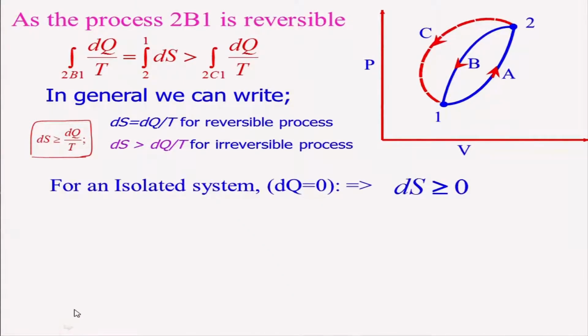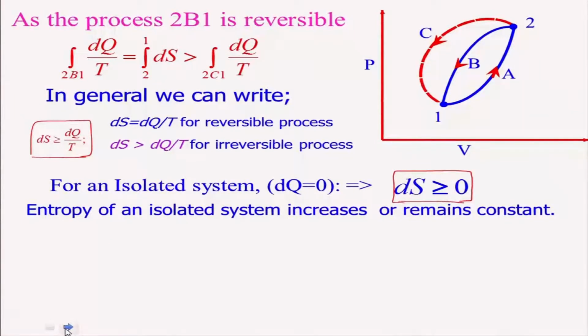For an isolated system, we can say that dq is equal to 0. From this relationship we can say that the change in entropy ds will be greater than or equal to 0 for an isolated process. That means there will not be any energy interaction, and also there will not be any heat interactions. So that is an isolated system. Therefore, the entropy of an isolated system increases or remains constant.